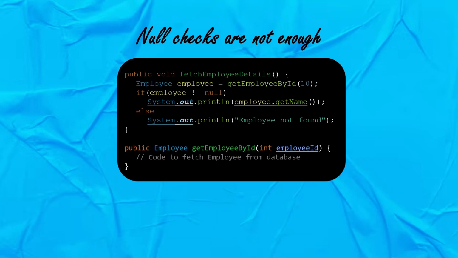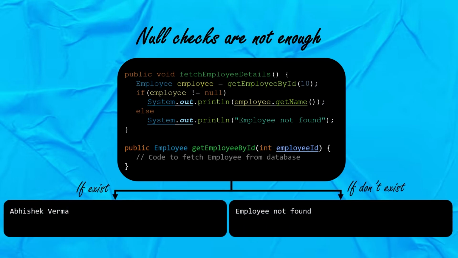Now some of you may say that's not an issue, so why do we still need an Optional class? We can write the same code something like this. First of all, we can check whether the employee is not null. If it's not null, then only we will print the name, else we can say employee not found. In this case, the code is going to work fine. If the employee doesn't exist, it will say employee not found, else it will print the name of the employee.